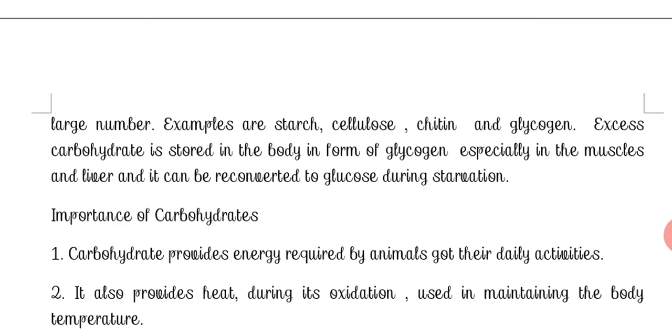Excess carbohydrate is stored in the body in form of glycogen. This is under normal circumstances, especially in the muscles and liver, and it can be converted to glucose during starvation. In a situation whereby there is malfunction of the human metabolism, instead of this excess carbohydrate to be stored, it is excreted along with the urine, and in this case it will present a disease condition referred to as diabetes. That is for another day.